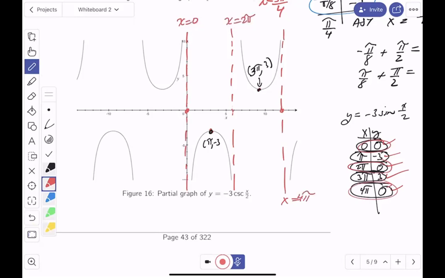Okay. That looks like a really simple counting problem. So what's this one going to be over here? X equals minus 2 pi. What's this one going to be over here? X equals minus 4 pi.